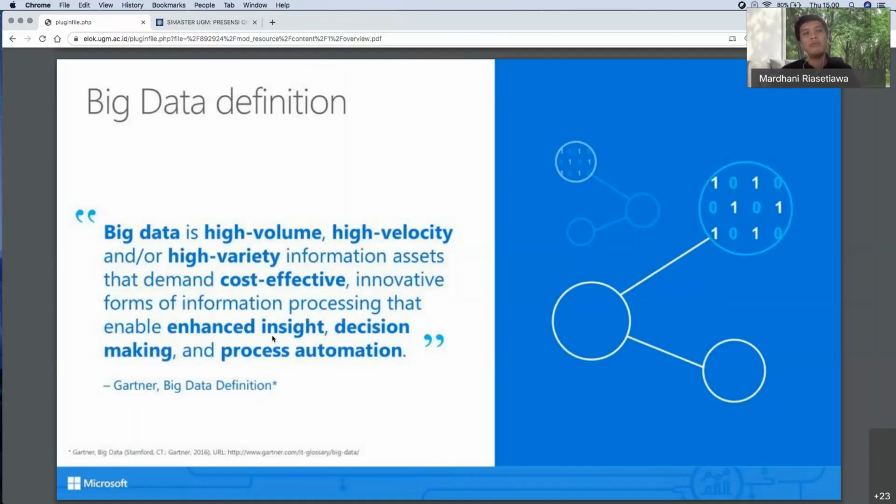I agree with this definition from Gartner, released by Microsoft, because it's very related to today's situation and current issues. If you still discuss big data only by how much volume you have, what the velocity is, and how deep the variety is, it really is all the old big data definition.